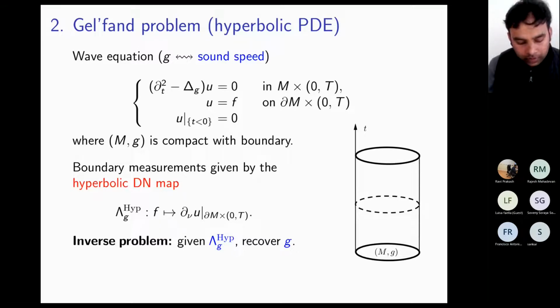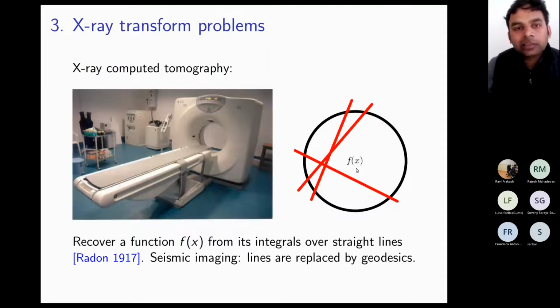That's about the local equations. Now we're talking about some non-local equations. Okay, so this is the third case. That's the X-ray transform problem, and this is the X-ray machine. More or less we all know about these X-ray machines, or the CT scan, computerized tomography and stuff like that.